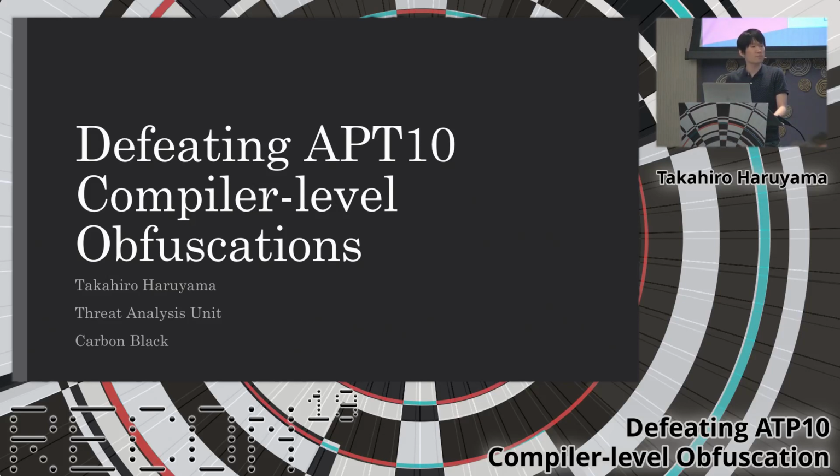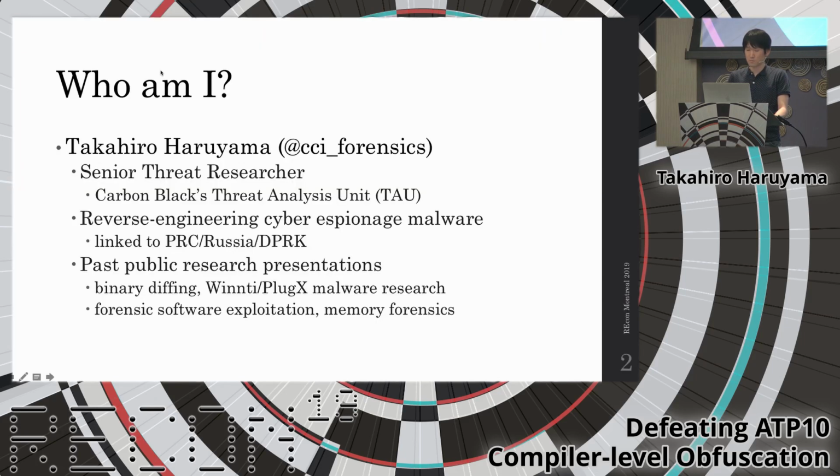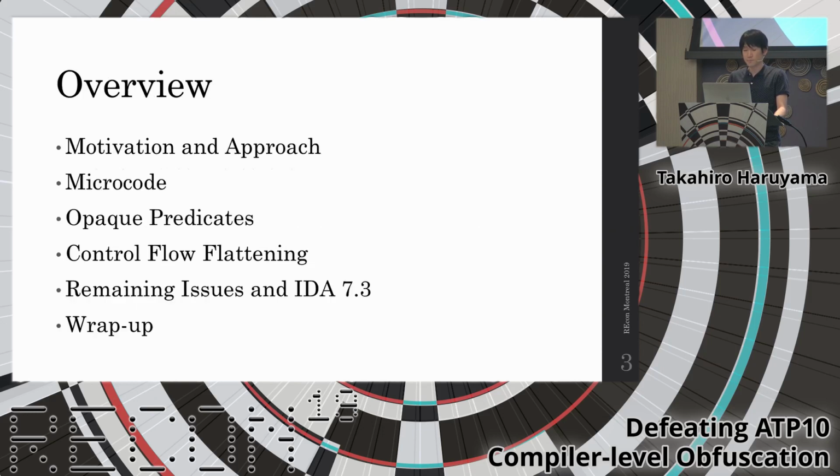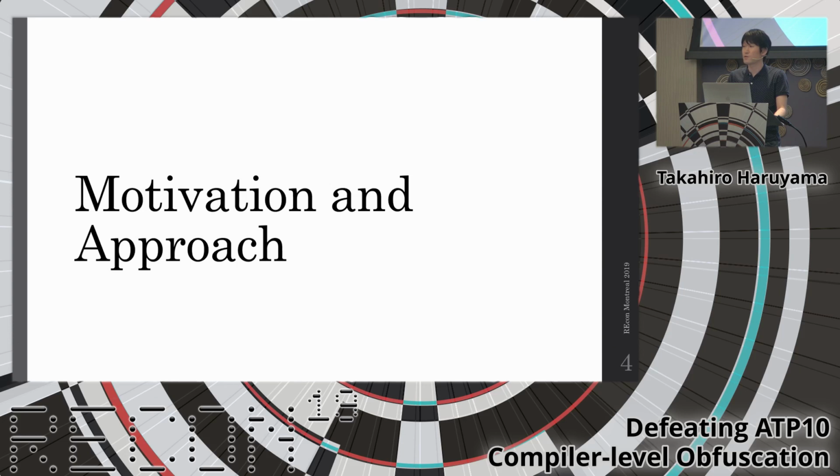In this presentation, I talk about how to break compiler level obfuscations used by APT10 malware. I'm Takahiro Haruyama, a senior threat researcher with Carbon Black's threat analysis unit. This is today's overview. First, I talk about my motivation and approach with a demonstration.